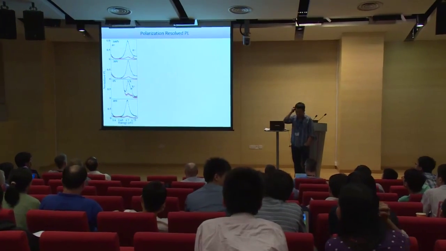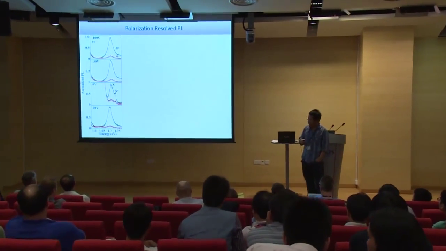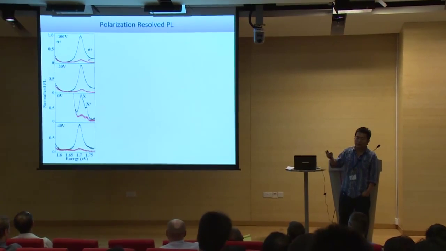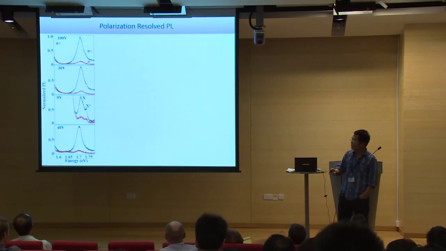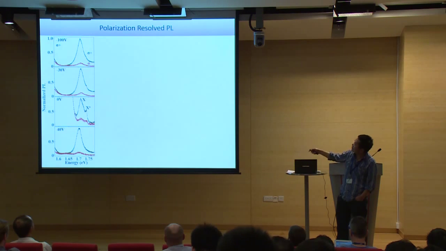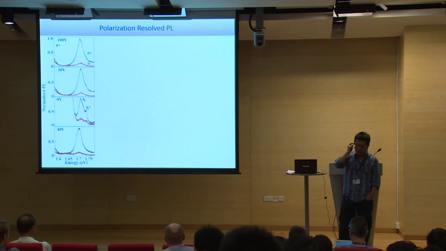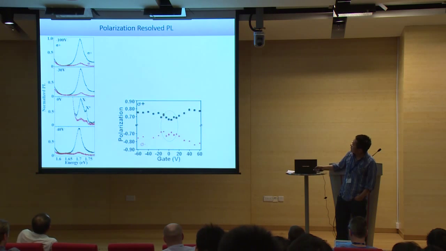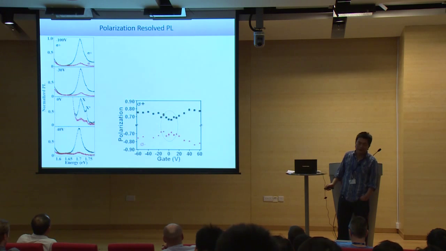Something interesting happens when I do this gate-dependent polarization measurement. The first thing I did is send in linearly polarized light and look at the polarization result, the PL, as I did for a single layer. Now you can see there's a very large circular polarization. The degree of polarization is actually even larger than in the single layer case. And we did a gate-dependent measurement. Here I'm plotting the degree of polarization as a function of gate voltage. You can see there's a little bit of gate dependence.